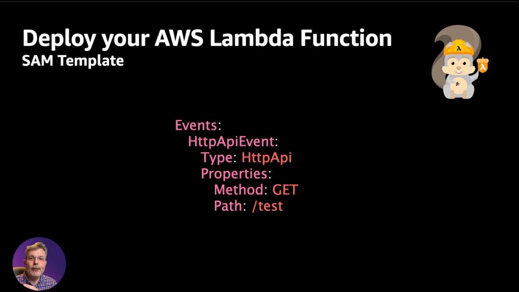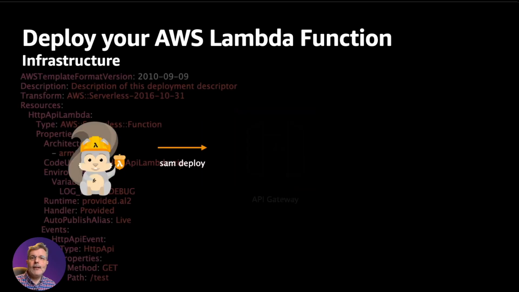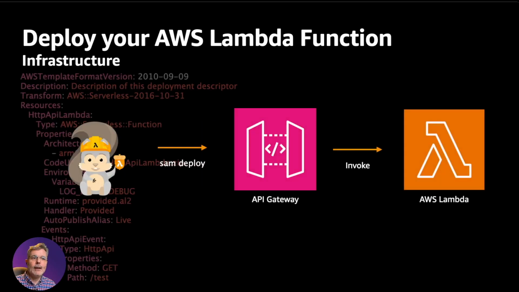So I create an event, something that will generate events to Lambda. In this case, it's an HTTP API, and that function will only be invoked on HTTP GET method when the API is called on /test. So based on that, I can use the SAM command line to call SAM deploy, and it will create for me this infrastructure, an API gateway configured to call my Lambda function when there is an HTTP GET event on /test.